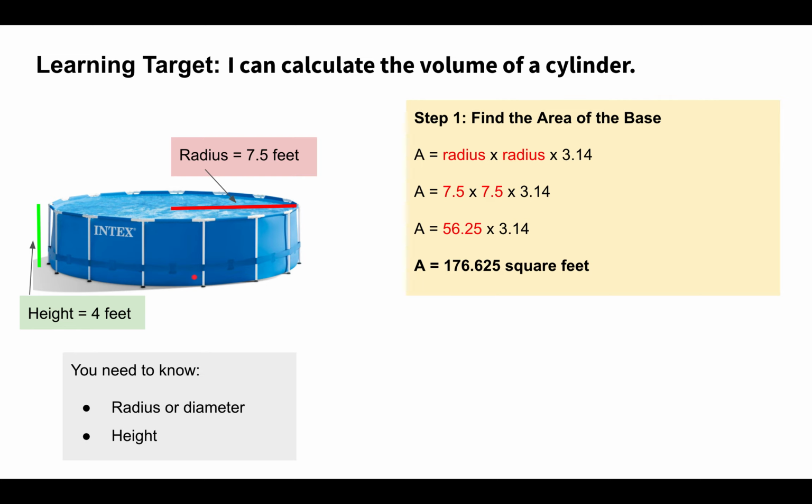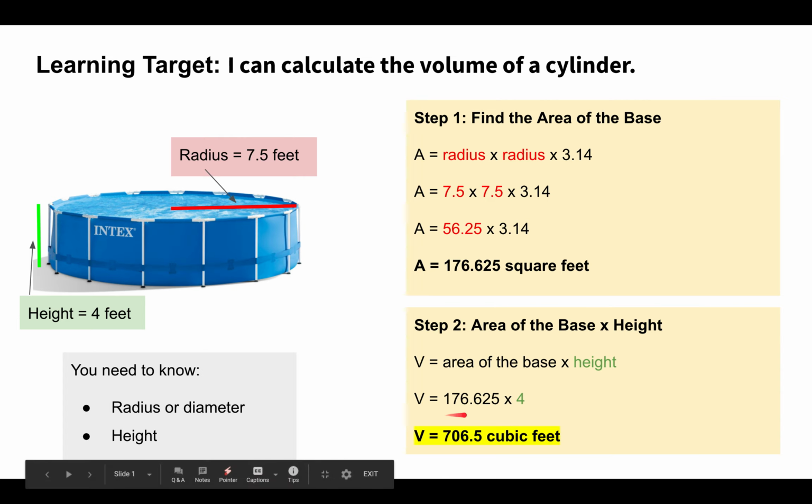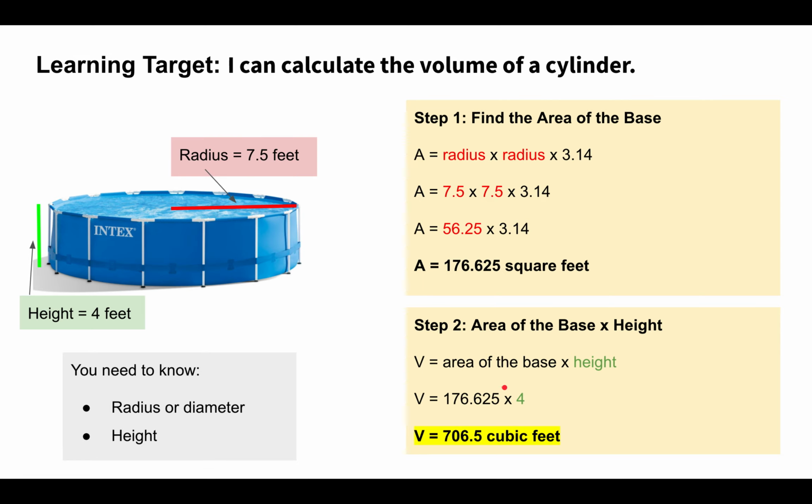But that's just one layer. Step 2 means you need to take that layer, or the area of the base, and multiply it by the height. So in this case, there are 4 layers. So we take the area of the base and multiply it by the height. I got this answer from my work right up here. So 176.625 times 4, because there are 4 identical layers of 176 cubes, if you want to think about it that way. And the final answer to that, the product, is about 706.5 cubic feet. That would be the volume of a cylinder.